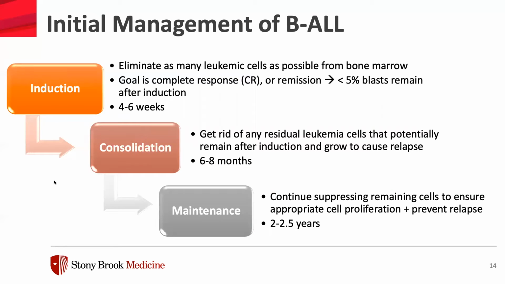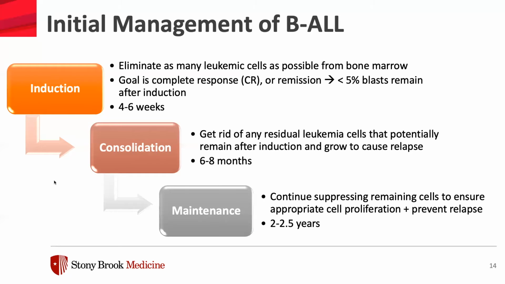So there's 3 main phases that we see in regards to the patient's chemotherapies. First, we have the induction phase, where the goal is to eliminate as many leukemic cells as possible from the bone marrow. We're really trying to crush and evacuate any cancer that's present in the body. And the goal is to achieve a complete response or remission, which is less than 5% of blasts or immature cancer cells that remain after induction. And this cycle usually lasts 4 to 6 weeks.